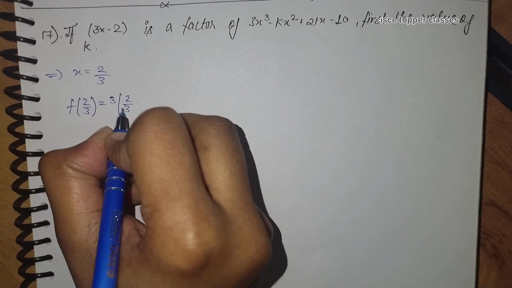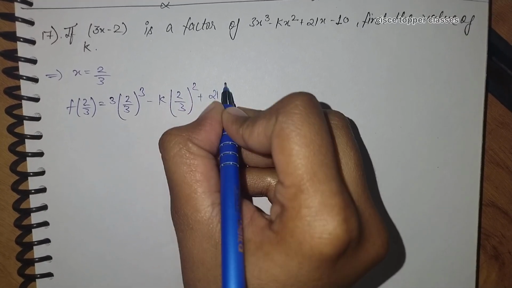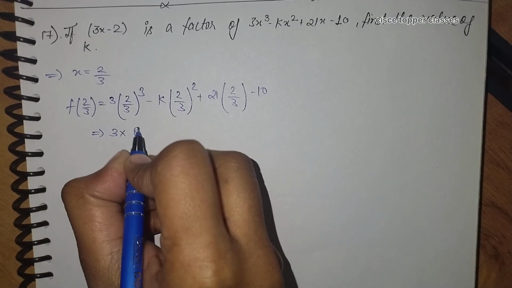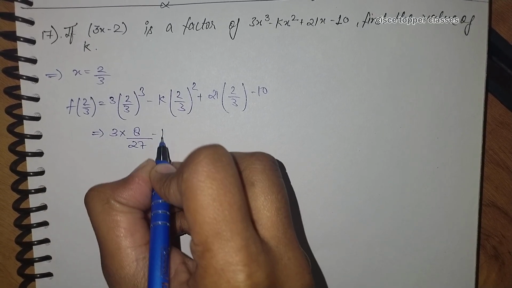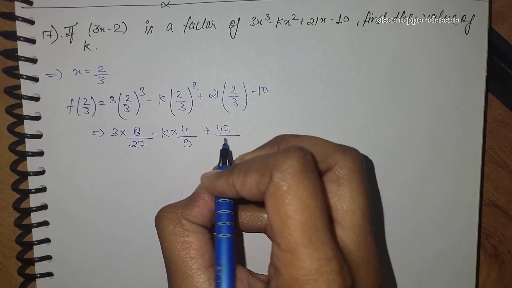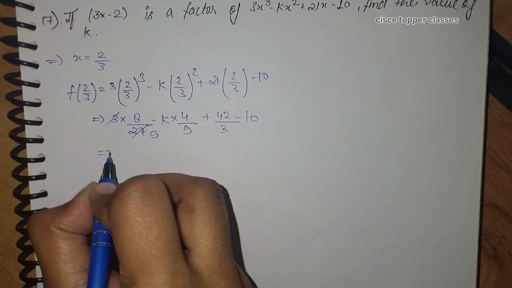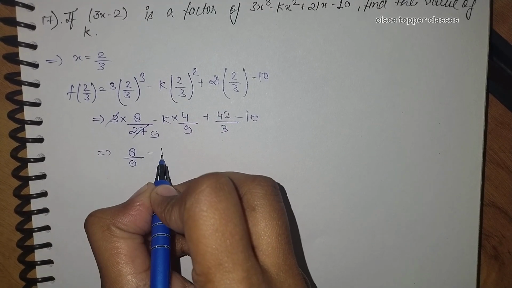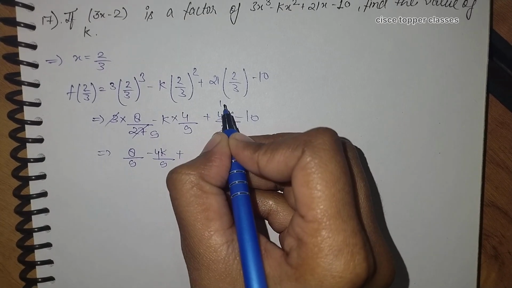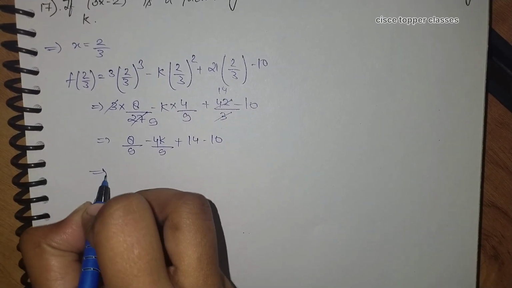So 3 into (2/3)³ minus k into (2/3)² plus 21 into 2/3 minus 10. Here we can write 3 into 8/27 minus k into 4/9 plus 42/3 minus 10. This will be cancelled out by 9, giving 8/9 minus 4k/9 plus 14 minus 10. Subtracting, we will get 4.